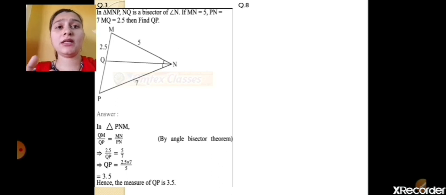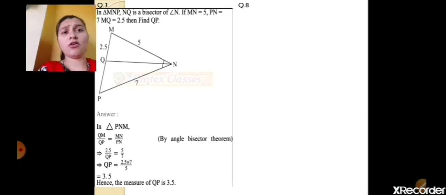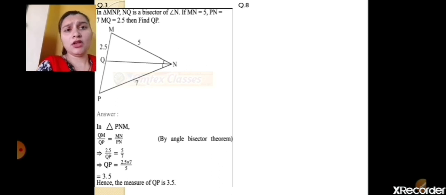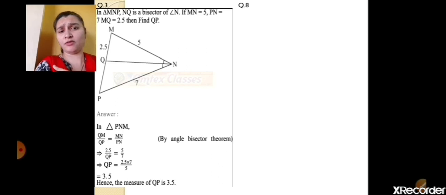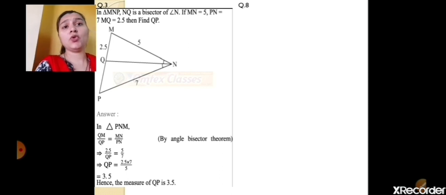I hope you can see the diagram very easily, right? And figures are given in your diagram itself. So here I will be taking the same way which we have done for the first question. I will take a triangle, triangle PNM. By angle bisector theorem, I hope you remember the theorem. You will write QM upon QP is equal to MN upon PN.